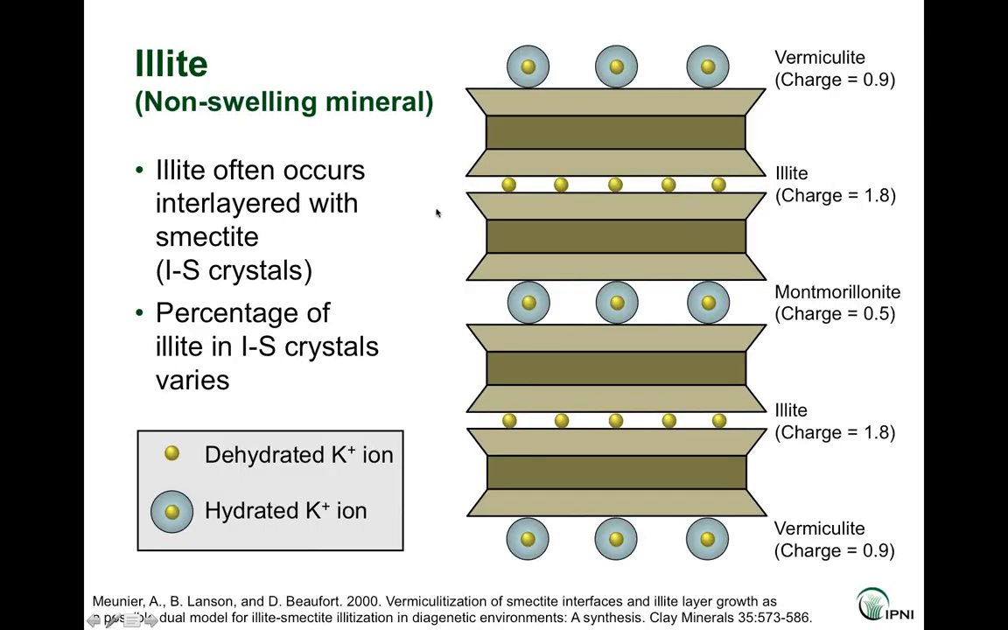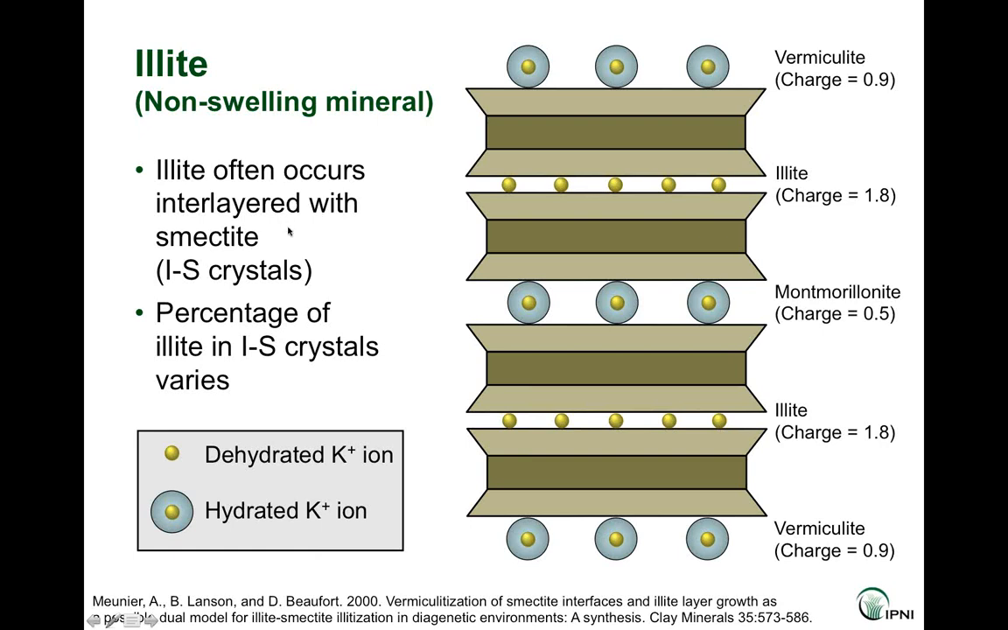Illite is a non-swelling mineral, and I want to show that when mica weathers, it can create a mineral like this, where you can see that we have a layer of vermiculite here, right below it a layer of illite, and right below that a layer of another smectite, montmorillonite, and so on. The idea here is that these changes in minerals can occur in very short distances, and these are very common in soils. In fact, more common than just the pure minerals themselves.